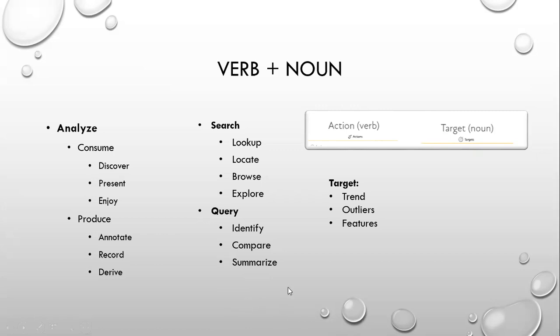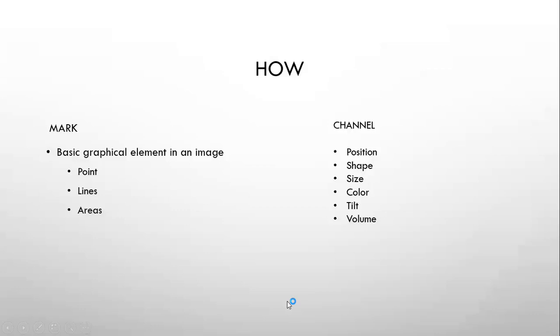Then it is how to do a visualization. The visualization is mainly formed by mark and channel. Mark is a part of the visualization, and the channels are mainly the properties of the marks. You can see that marks are mainly point, line, and area. And the channel includes the position, shape, size, color, tilt, and volume.